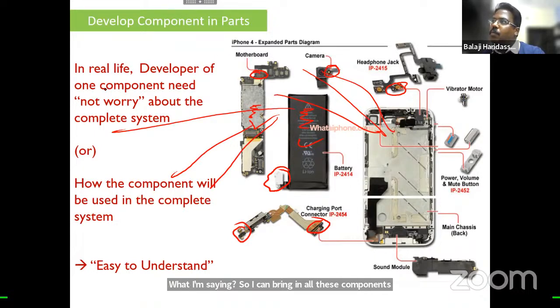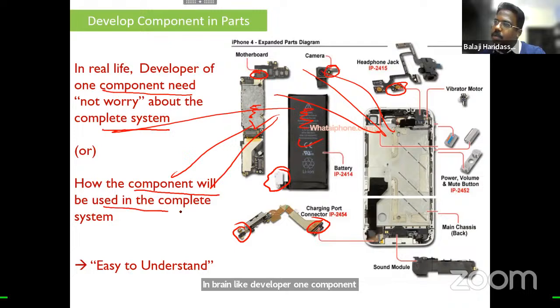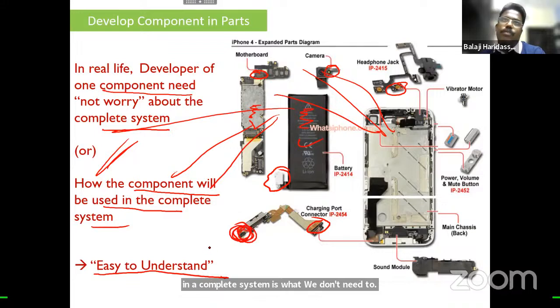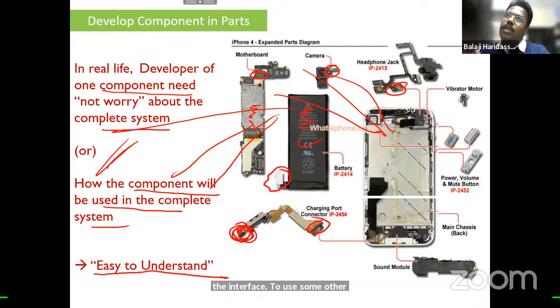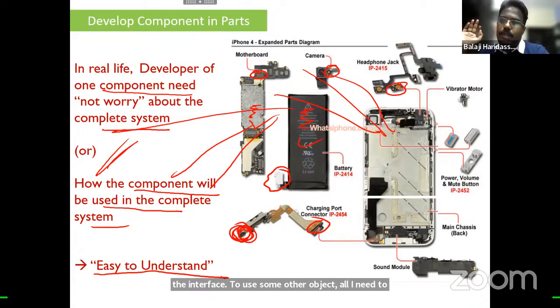In real life, a developer of one component need not worry about the complete system. How the component will be used in a complete system is not what we need to worry about. It is easy to understand, right? As long as we focus on the interface. To use some other object, all I need to know is what the APIs of the other object are, and how to call them. That's all. I don't need to bother about the internal implementation, right?